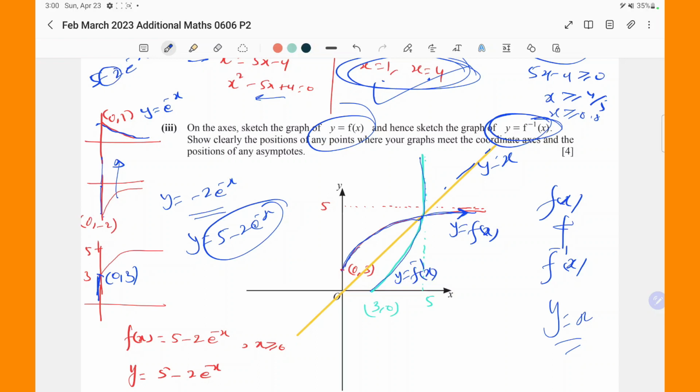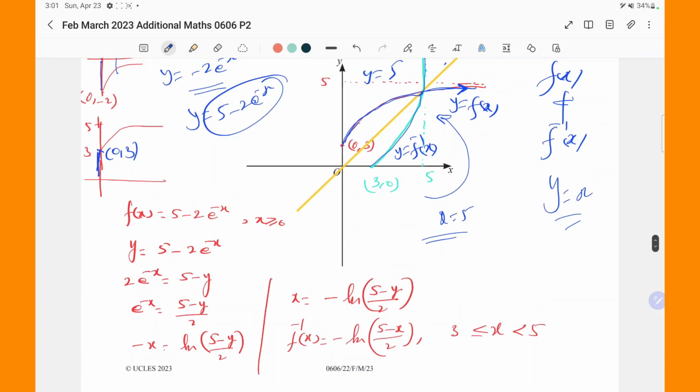Show clearly the positions of any points where your graph meets the coordinate axes and the position of any asymptotes. So the asymptote of f(x) is y equals 5, and the asymptote of f inverse x is x equals 5. An asymptote is a line which is about to touch your curve at infinity, or you can say an asymptote is a tangent which is not a real tangent. It is an imaginary tangent; your line is about to touch your graph at infinity, or after a long distance. That is an asymptote.